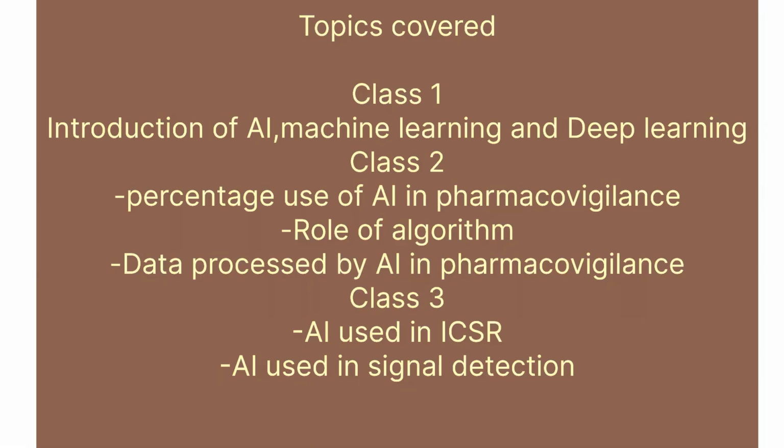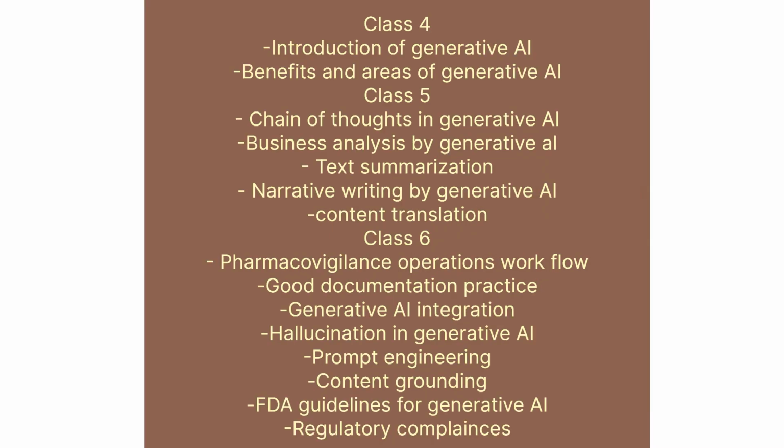Let's get started. So here I will first share all the topics which are covered. The first module contains introduction of artificial intelligence and machine learning, and then deep learning. Then class 2, module 2 contains percentage use of artificial intelligence in pharmacovigilance, then the role of algorithms, then data processed by artificial intelligence in pharmacovigilance. Then class number 3, artificial intelligence used in the ICSR, artificial intelligence used in signal detection. Then class number 4, introduction of generative AI, then benefits and areas of generative AI.